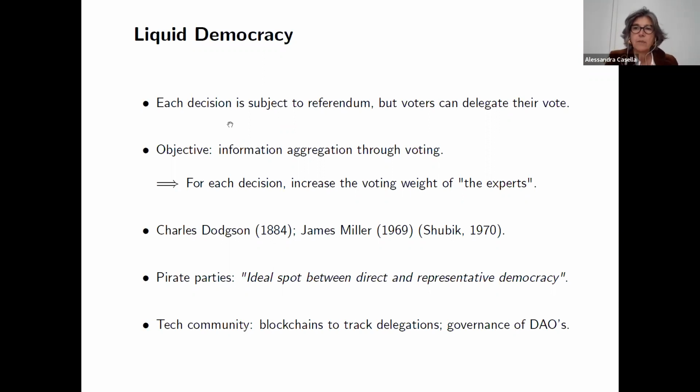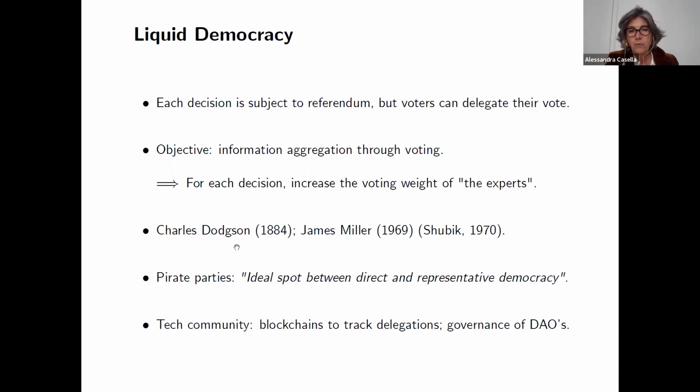The objective, at least one of the objectives, the one that you hear about most, is to improve information aggregation. So for each decision, you want to increase the voting weight of the experts. We want to delegate the vote to the experts, but we don't want to create a group of entitled representatives and politicians who are asked to make decisions on many different themes, not all of which they're competent about. So for each issue, I can choose the expert that I want.